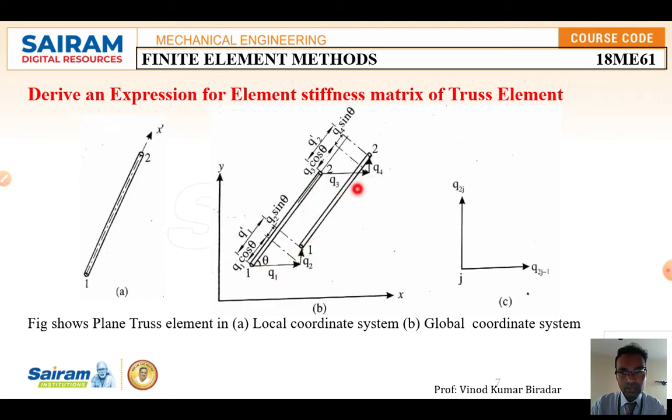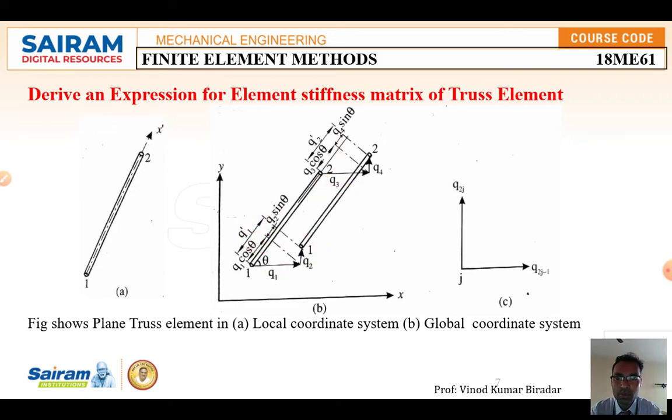From this position to the changed position, the length considered is q1 cos theta, and from this to this the length is q2 sin theta. So that is q1 dash, which comes from q1 and q2. Similarly, take q3 and q4 at node number 2, in the same way.